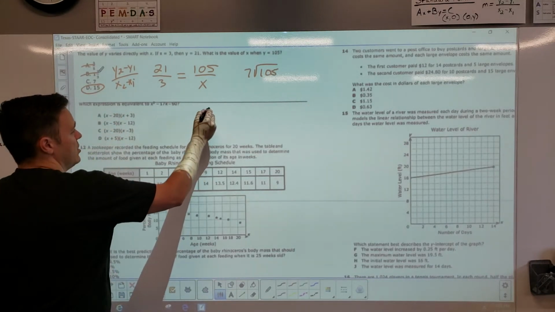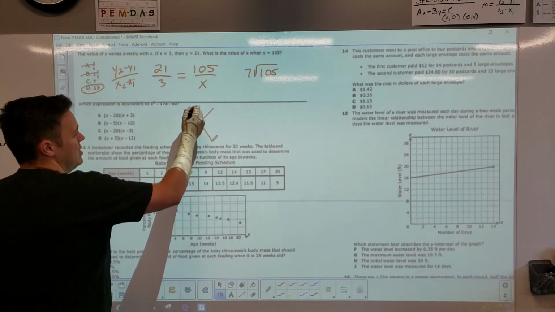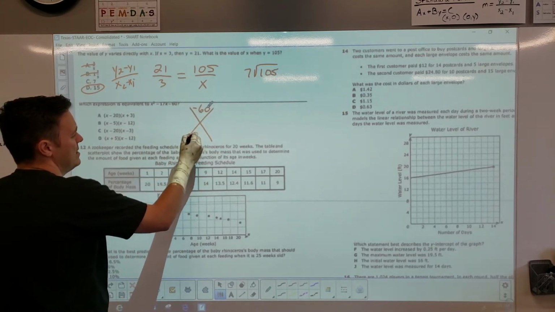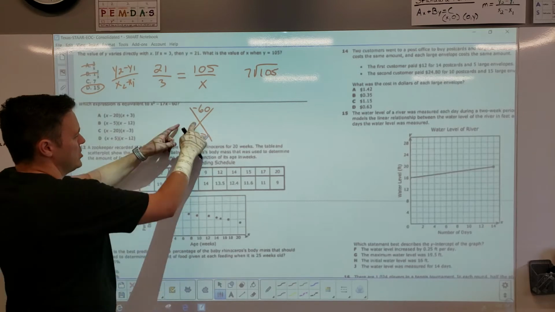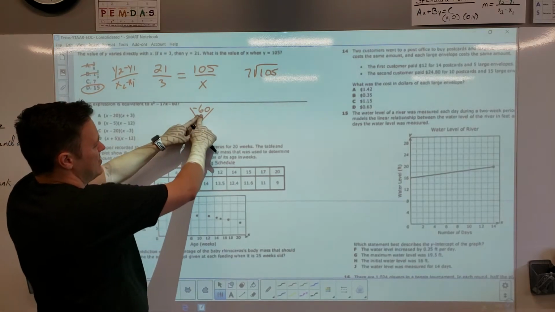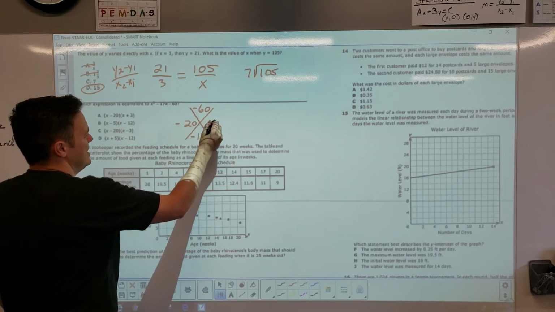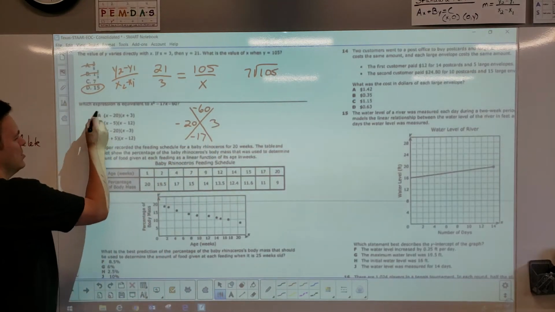This expression here, it's the AC value. So it's -60 on top because that's the C value, and the B's on the bottom. So what two numbers multiply together to make -60, and when you add them, make -17? It is, in fact, these two numbers, which is A.